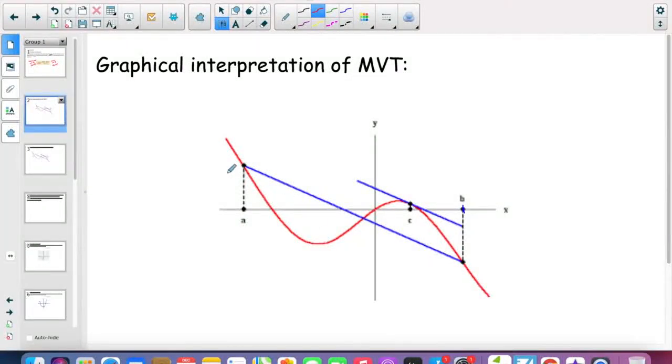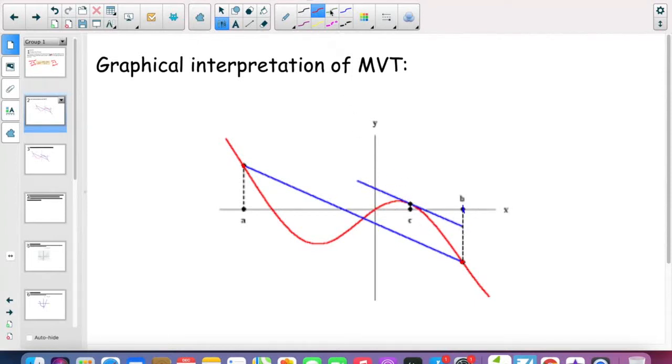If you look at this red function here, the red function is your f. And we're talking about the interval from a to b. They're saying here basically that the slope of the secant line from f of a to f of b has to be equal to the slope of the tangent line at the x value of c. Or the slope of the secant line has to be parallel to the slope of the tangent line at your value c. And so that happens right here.